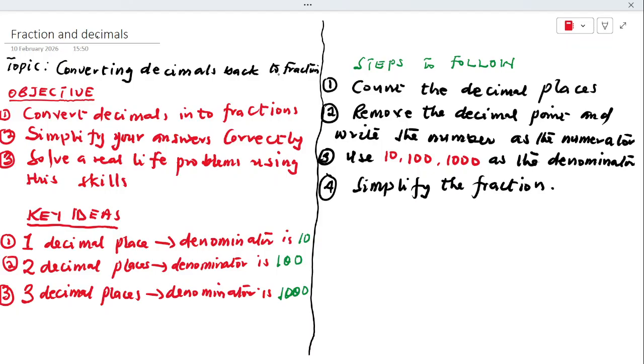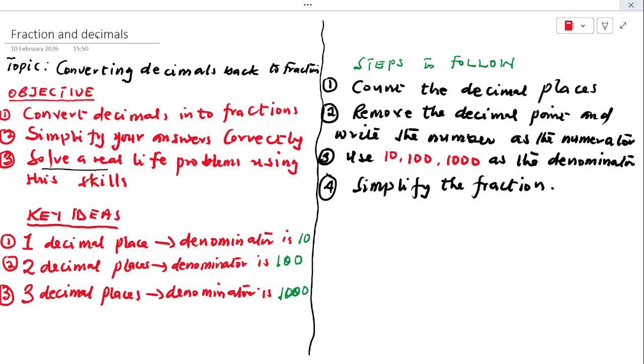Did you know that every decimal number is secretly a fraction? Yes, every decimal is just a fraction in disguise. And today, I will show you how to uncover that secret using 4 simple steps. By the end of this lesson, you'll be able to convert decimals into fractions. You'll be able to simplify your answers correctly. And finally, you should be able to solve real life problems using these skills.